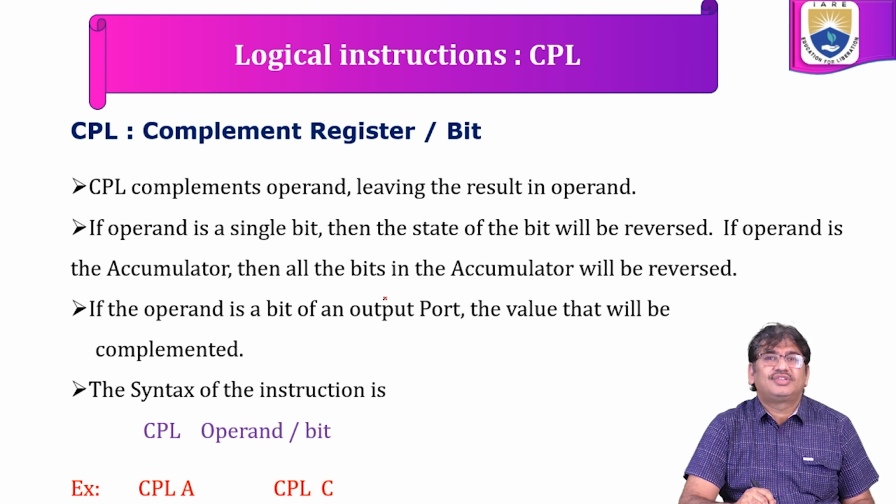The syntax of the instruction is CPL operand or bit. A few examples: CPL A. This instruction CPL A will complement the values of the accumulator. CPL B, CPL C, which will complement the carry flag.